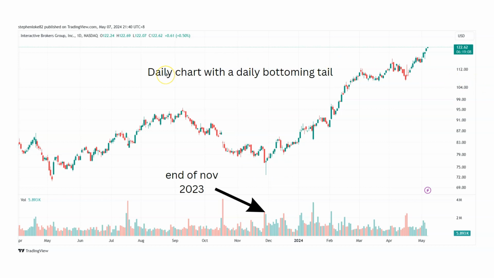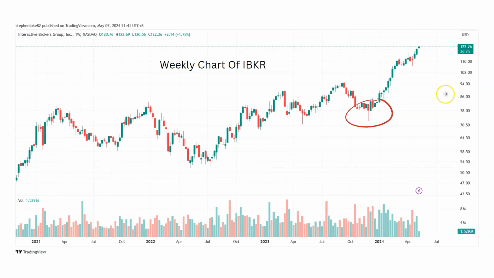So here we have the daily chart of Interactive Brokers. This is a daily chart with a daily bottoming tail here, and if you look at the date, it is at the end of November 2023, here, December before 2024. So we have a decline and a daily bottoming tail.